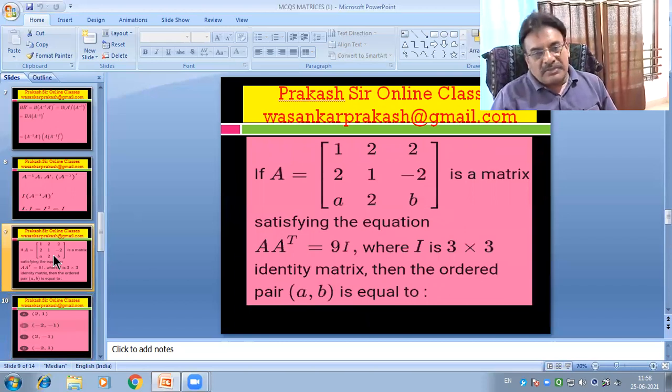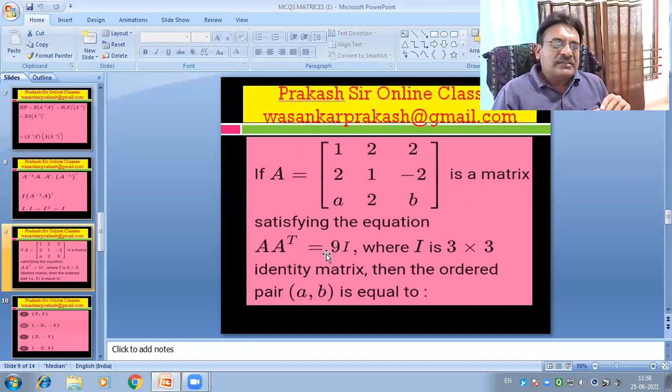First we read the problem carefully and then we solve these multiple choice questions. In this question, a matrix A of order 3 by 3 is given. One matrix equation is also given. That matrix equation is A into transpose of A equals 9I, and here I is the identity matrix of order 3 by 3. Then we find the ordered pair (a, b), that is, we find the values of a and b.